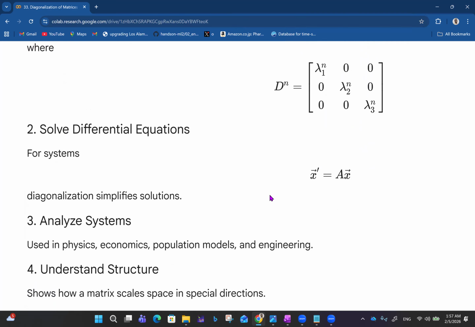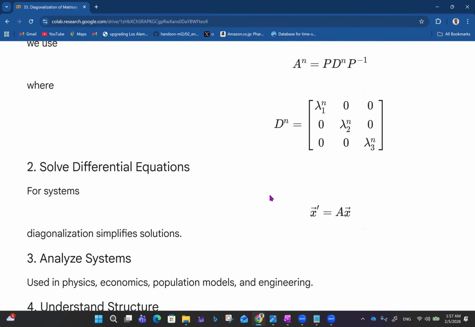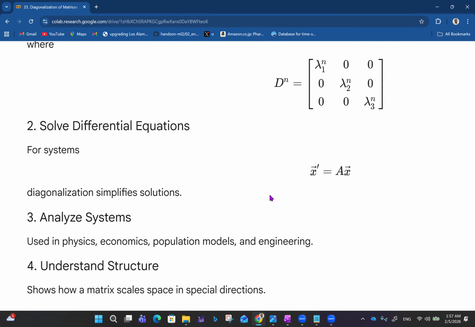Another thing is that diagonalization helps us to solve differential equations. Imagine systems x prime equals Ax. Diagonalization simplifies the solutions to this because you can then write A as PDP inverse, and that makes it easier to solve. It can also help us to analyze systems like those used in physics, economics, population models, and engineering. It also helps us to understand structure, as it shows how a matrix scales space in special directions.